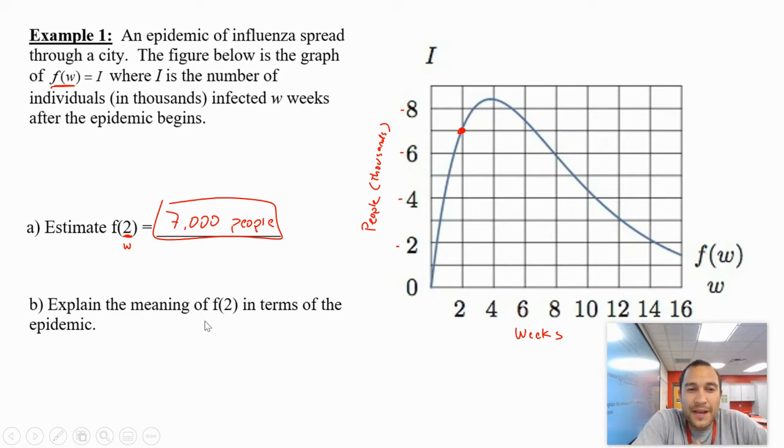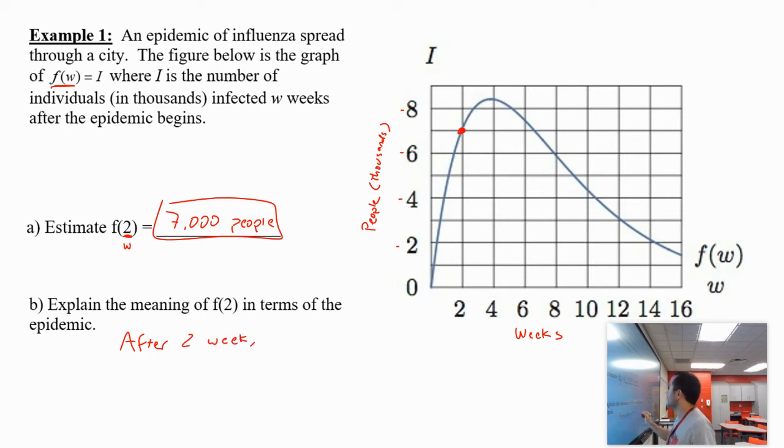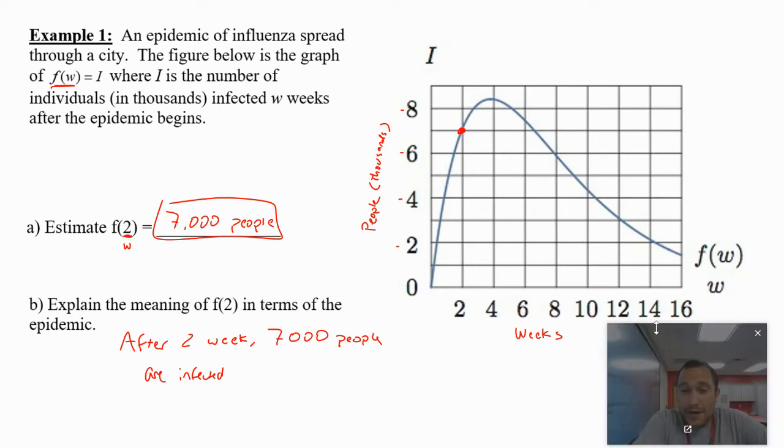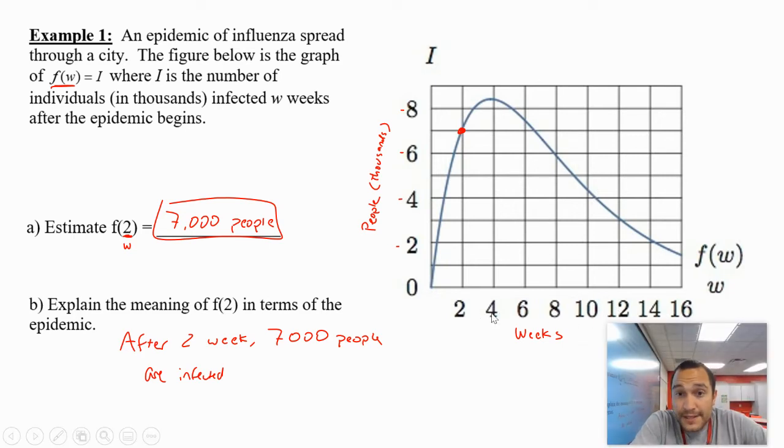Part B says explain the meaning of f of 2 in terms of the epidemic. So after 2 weeks, 7,000 people are infected. It told me in the beginning, these down here on the x axis were weeks. Here's people in thousands.